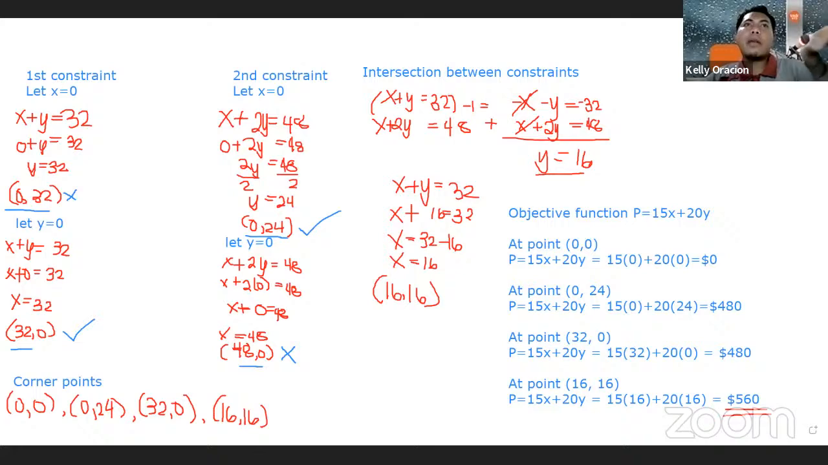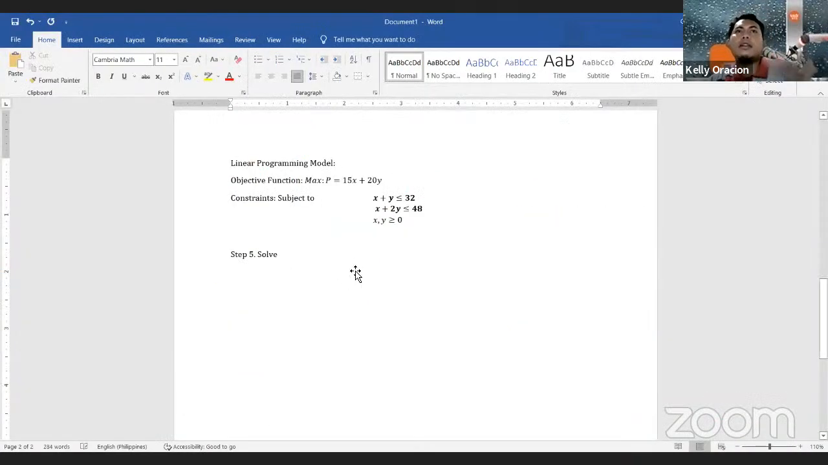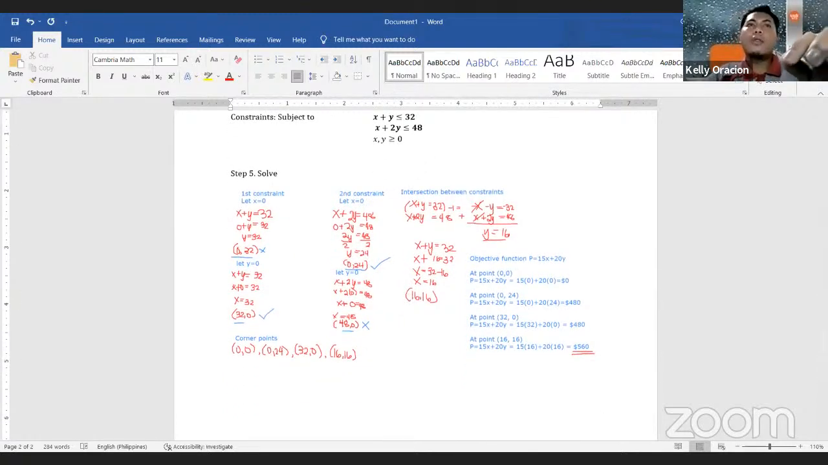Okay, let's go back to our Microsoft Word. So we have found out that the point of intersection between the constraints, it's (16, 16). It gives us the maximum profit. So the profit of 560.